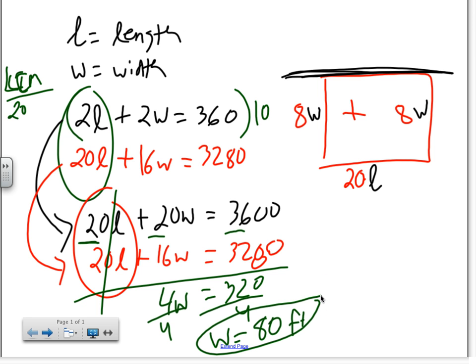How do I go back and figure out the length now? What's my last step? What do I usually do after this step? Now I know what W is. Technically, W would take on what value? 80. Oh, so does that mean that I can replace W with 80? Okay, so what can I do with that now? Plug it in.